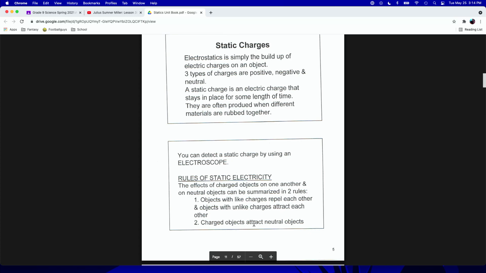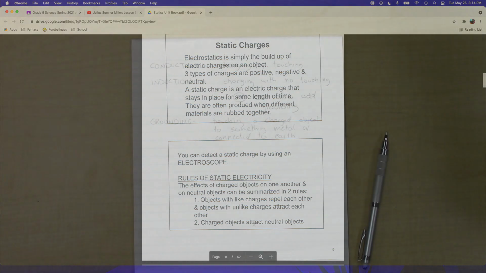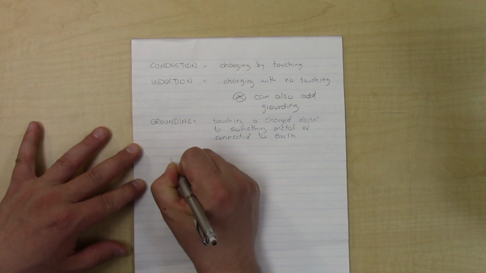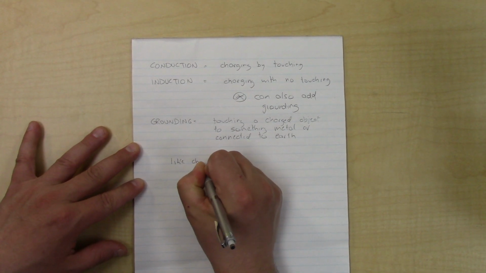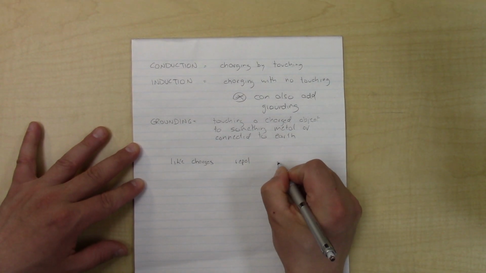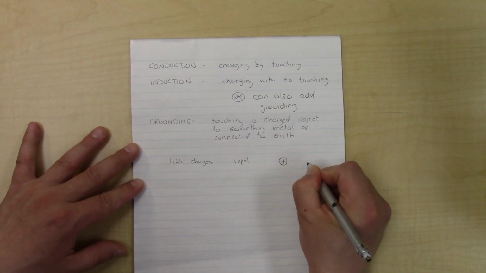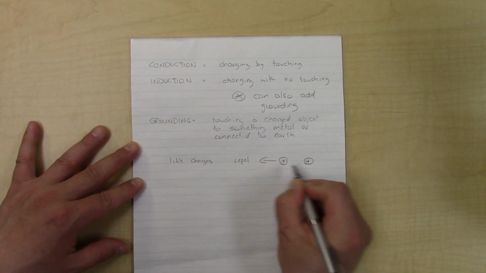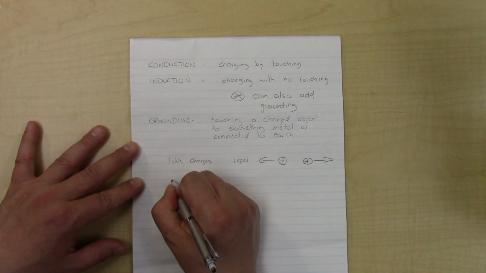So let's write that down. That's our last kind of summary on the document. So we can say like charges repel. For example, if you had a positive charge and a positive charge and they were beside each other, they would want to go away from each other.